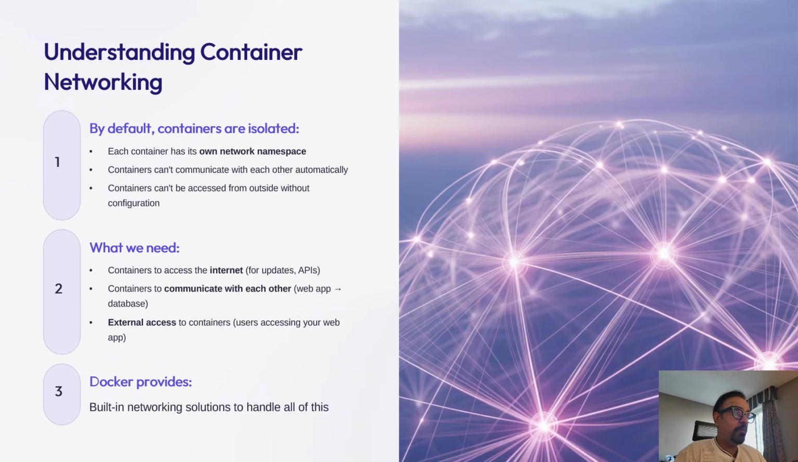Let's understand the networking challenge. By design, containers are isolated. Each container has its own network namespace, which means its own network interface, IP address, and routing table. The isolation is great for security, but it creates a problem. How do containers communicate? Imagine you have a web application container that needs to connect to a database container. Without networking configuration, they can't even see each other.